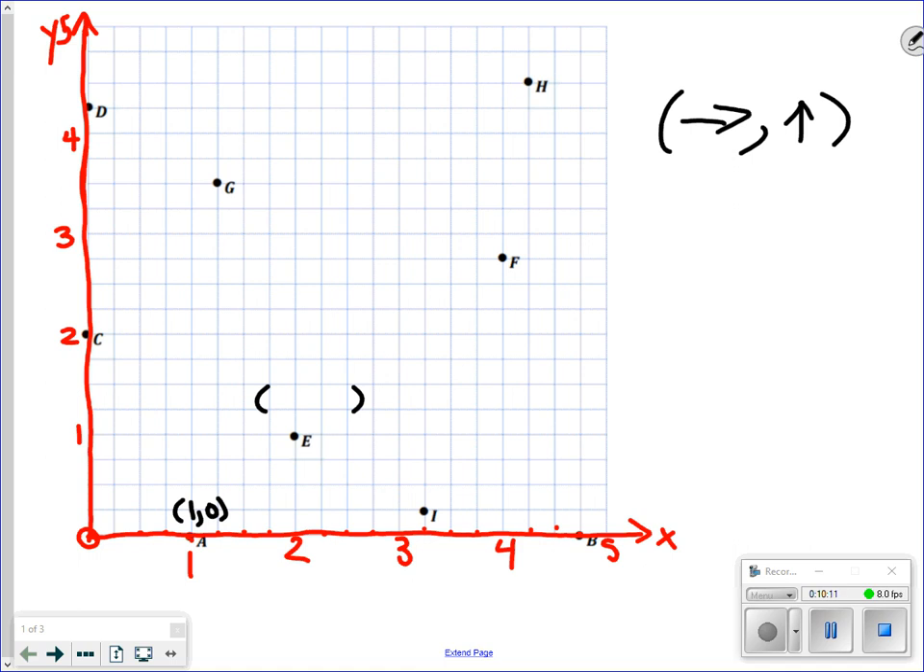Heather, what are the coordinates of E? 2 and 1. So it goes over to 2, up to 1. Very good. You didn't reverse them. Good job. Okay. So put your finger on F. Right here. F. Well, I want you to write the coordinates for F.